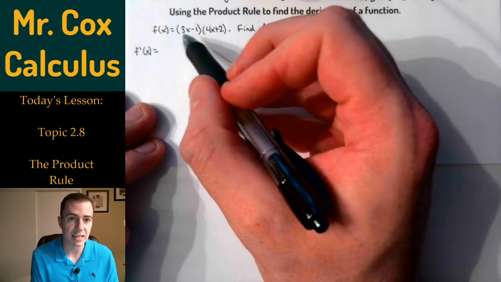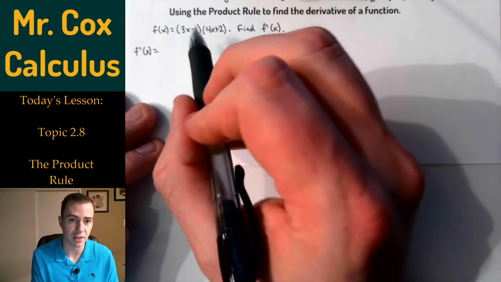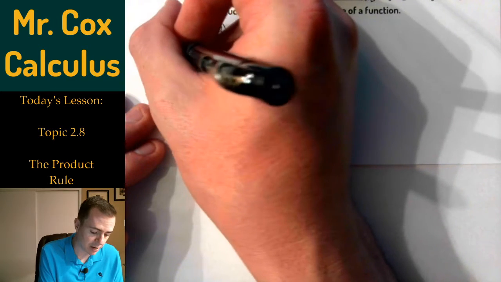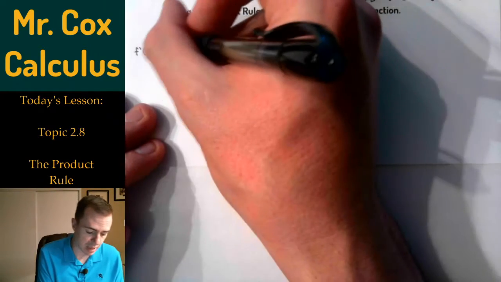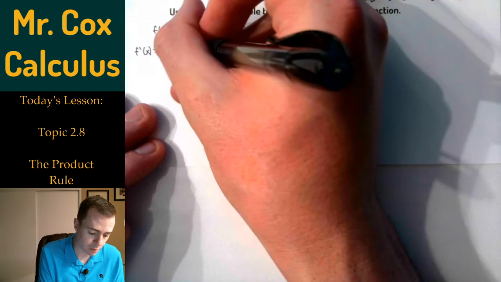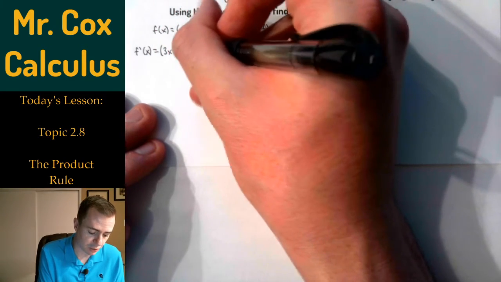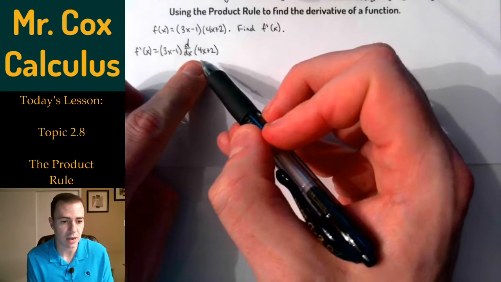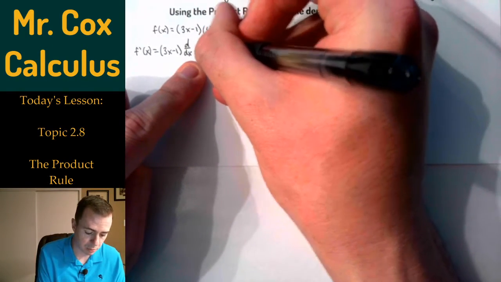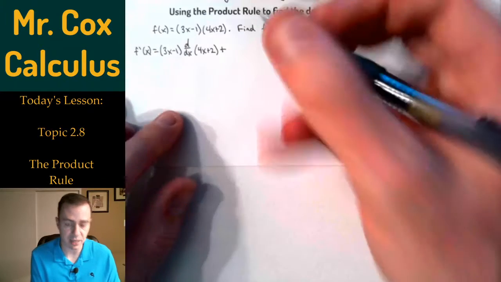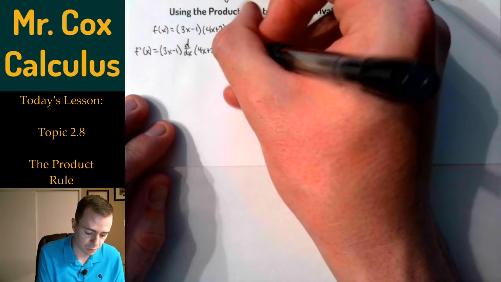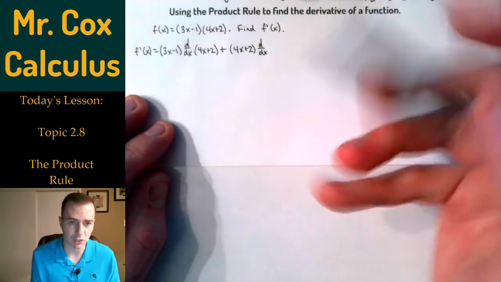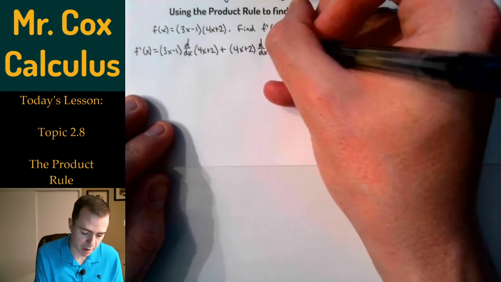it said keep the first function. So if I think of this as the product of two functions, I'm going to keep 3x minus 1, but I'm going to multiply it by the derivative of the second function, 4x plus 2. So that's the first function times the derivative of the second, plus the second function, which is 4x plus 2, times the derivative of the first function, 3x minus 1.